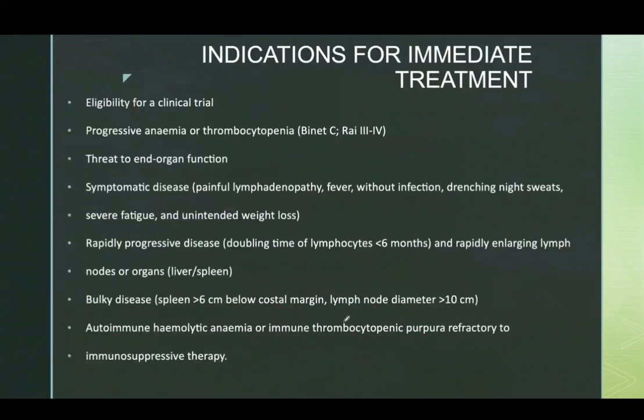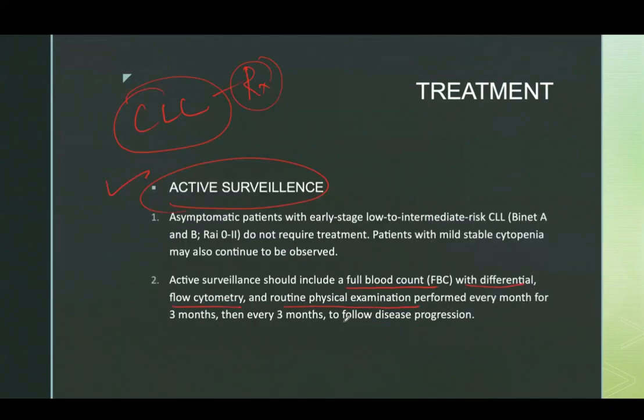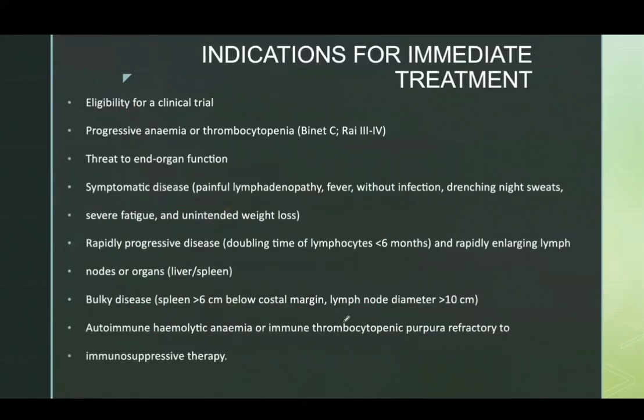Okay. So what is the indication for immediate treatment? You don't treat anyone who is asymptomatic. All of you got it? And active surveillance includes three things: FBC with differential, flow cytometry, and routine physical examination. You will treat the patient immediately when there is a chance of a clinical trial, progressive anemia and thrombocytopenia, or any threat to end organ function. Symptomatic patients: any painful lymphadenopathy, fever with or without infection, and drenching night sweats. These are your B symptoms.